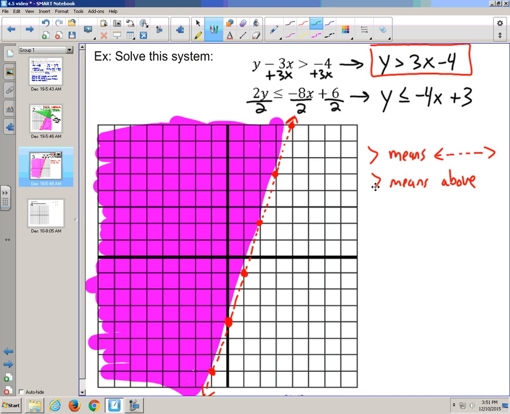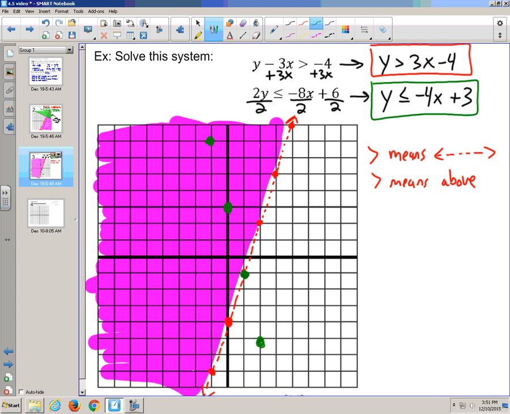Our next line we're going to do in green. Our y-intercept is +3. So on the y-axis I go to +3, and my slope is -4. So I'm going to go down 4 and over to the right 1. So we have a negative slope. And down 4 again, over to the right 1. I can also go back to my y-intercept and go up 4 to the left 1.